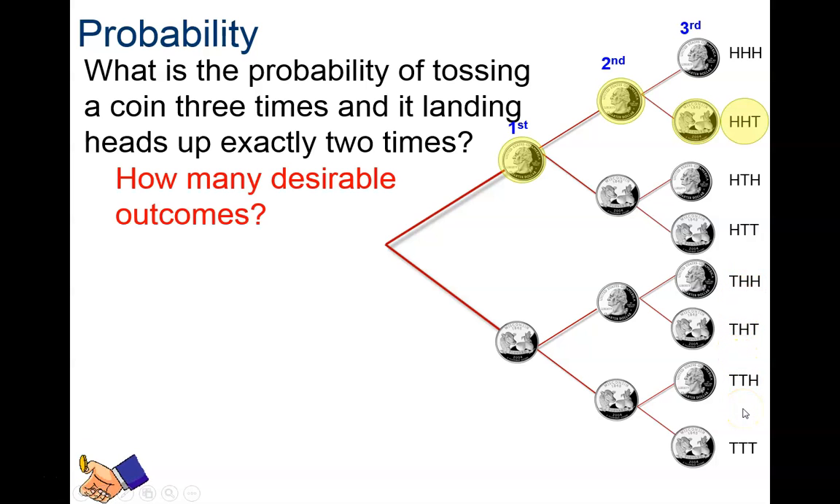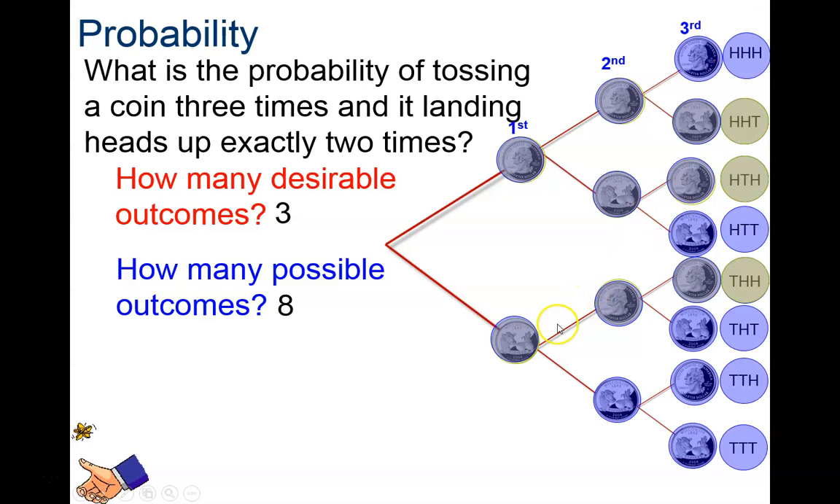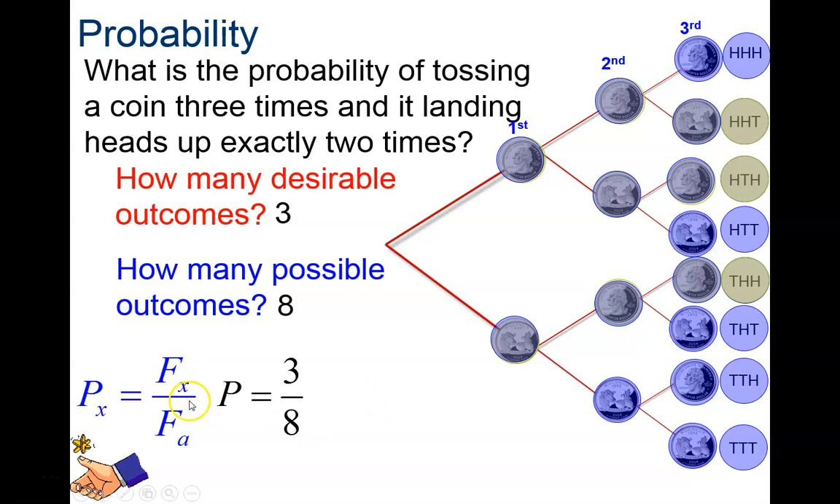So 3. Okay, so there's 3 desirable outcomes, or the number that goes on top. And how many outcomes total are possible? 1, 2, 3, 4, 5, 6, 7, 8. So there's 8 total possible. So our probability is equal to 3 over 8, or 0.375, or 37.5%.